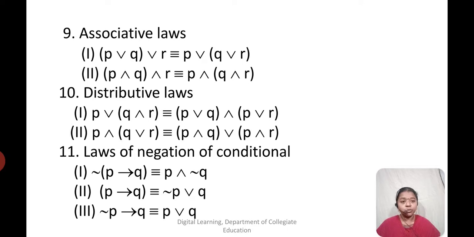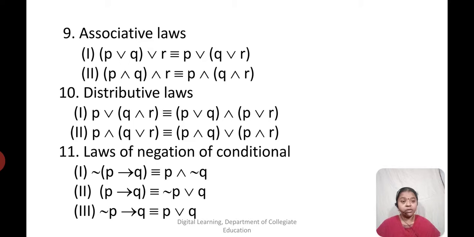Next is distributive laws. This again we all have looked into in set theory. So P or of Q and R is logically equivalent to P or Q and P or R. Next one, P and of Q or R is logically equivalent to P and Q or P and R.